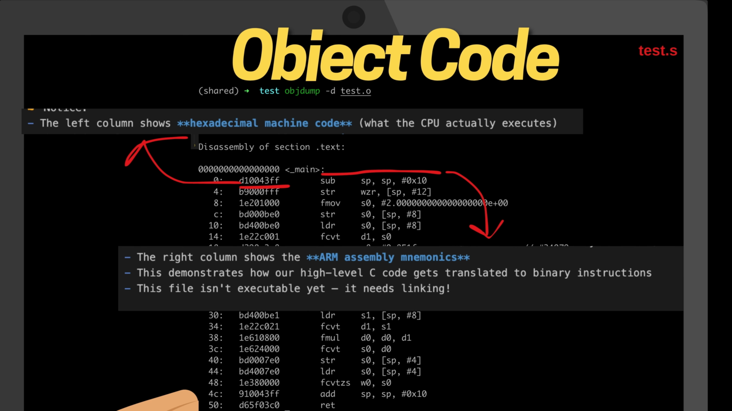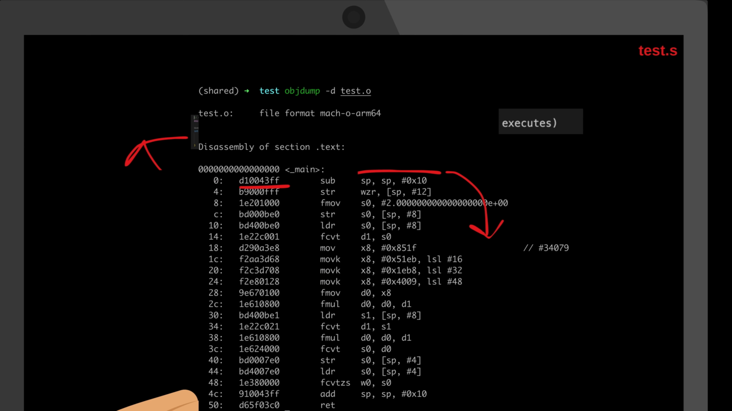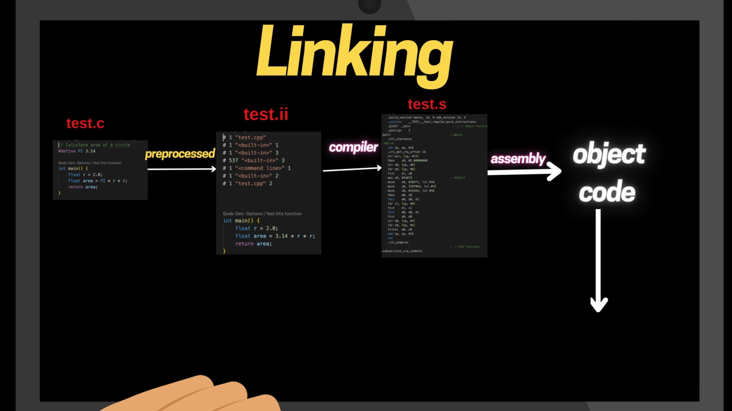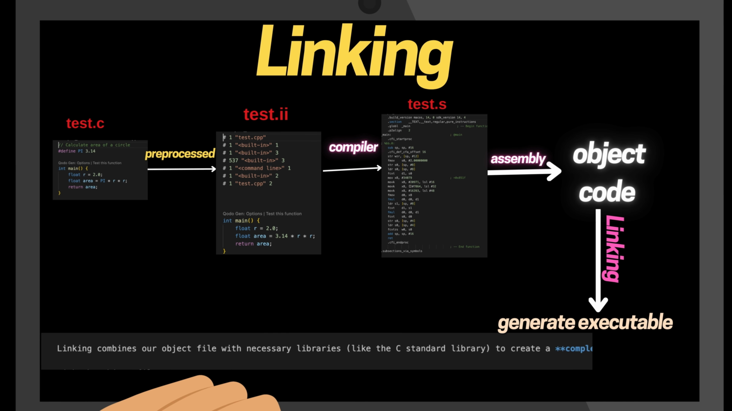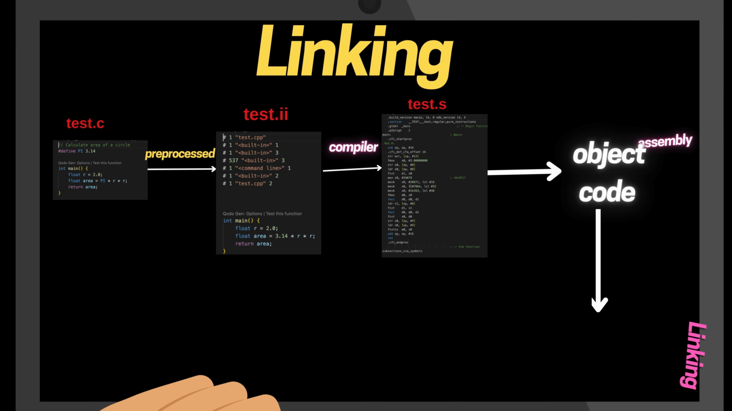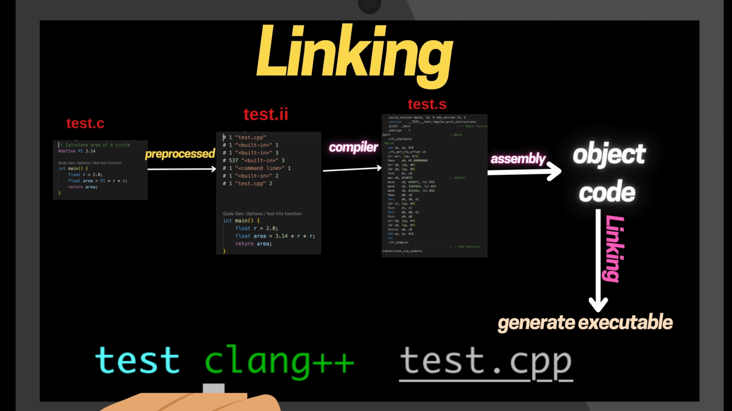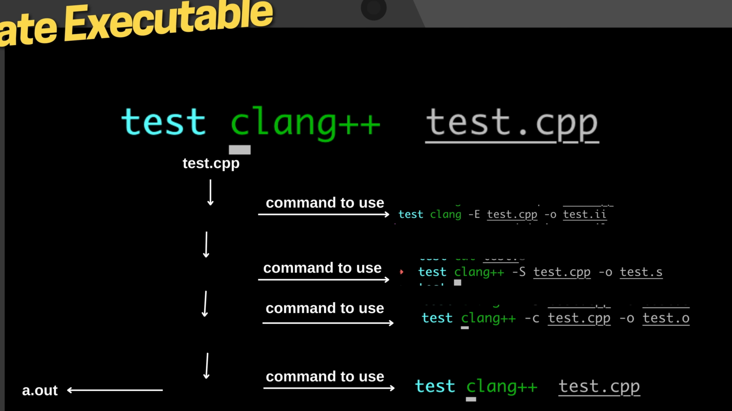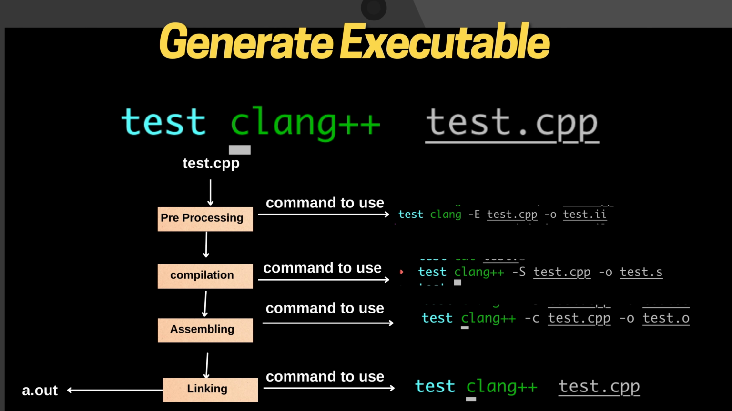This file is not executable yet. It needs linking. Linking combines our object file with necessary libraries, like the C standard library, to create a complete executable. If we are not giving any flag, it simply means we want the executable, and it executes all these four pipeline stages together. Now we have a.out, a fully linked executable.